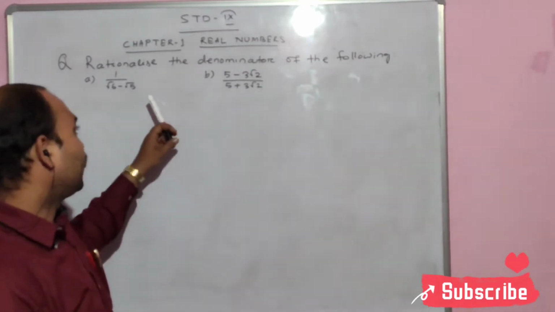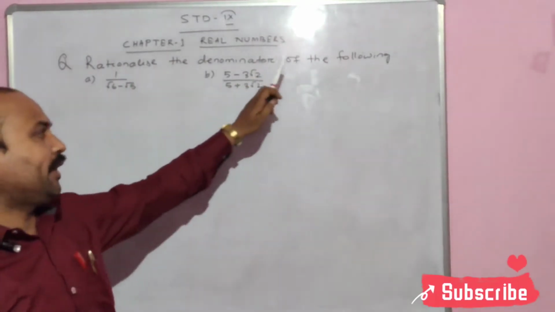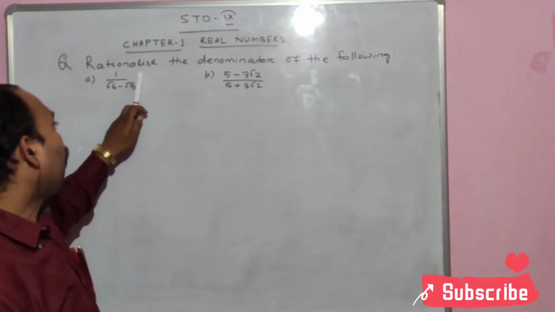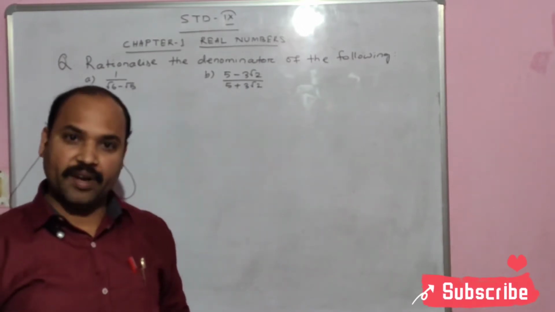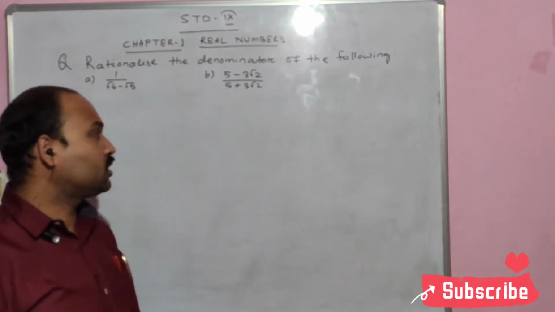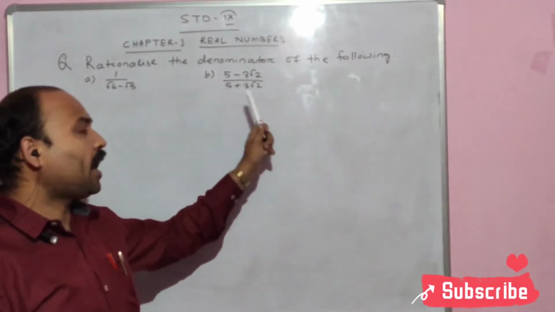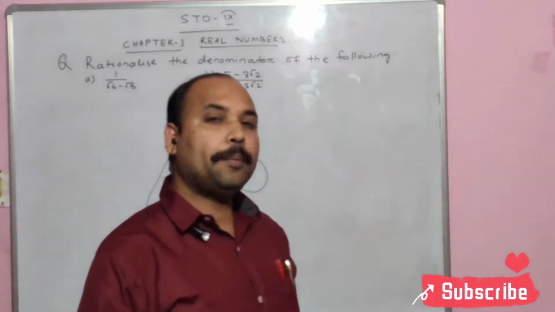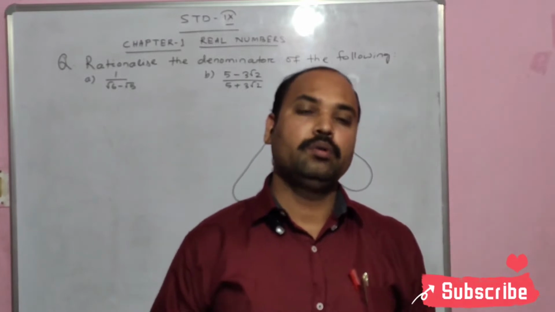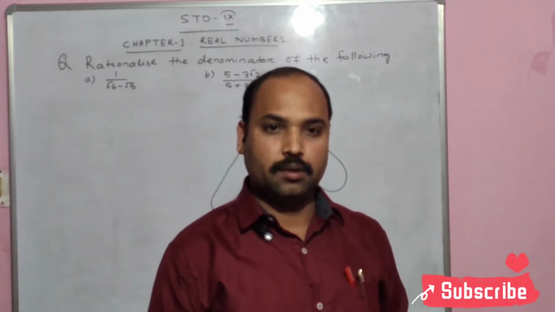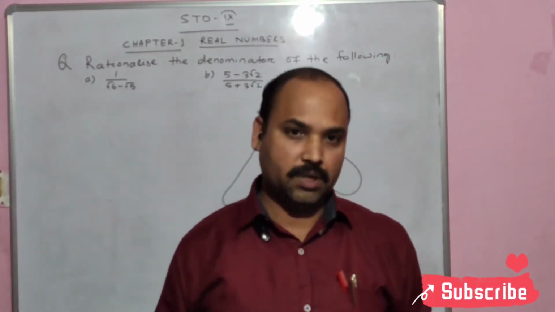For that, I have written one question. Rationalize the denominator of the following. In the first question, I have written 1 upon 6 minus root 5, and the second question is 5 minus 3 root 2 upon 5 plus 3 root 2. So we have to know how to rationalize the denominator of the following numbers.